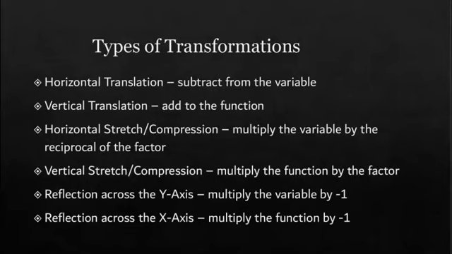For a horizontal stretch or compression, you would multiply the variable by the reciprocal of a factor. So when you're doing it to the variable, you put parentheses around the variable, you flip whatever number they gave you, and then that goes inside those parentheses. So in those parentheses, it's just your factor times the variable.